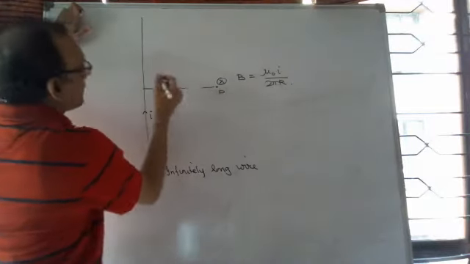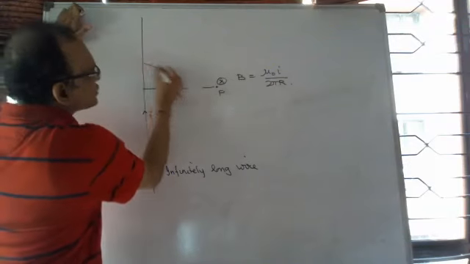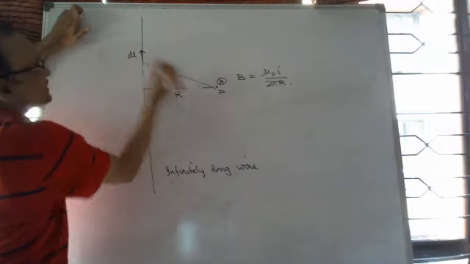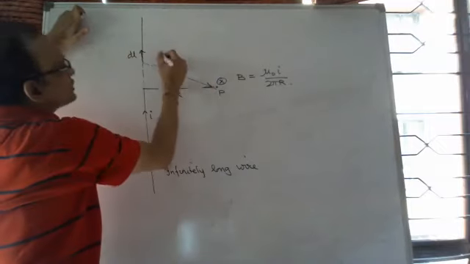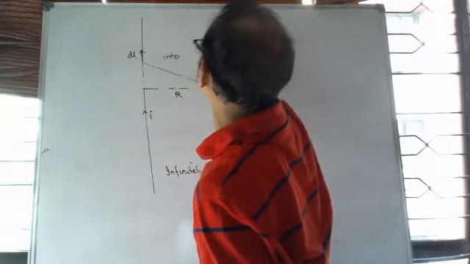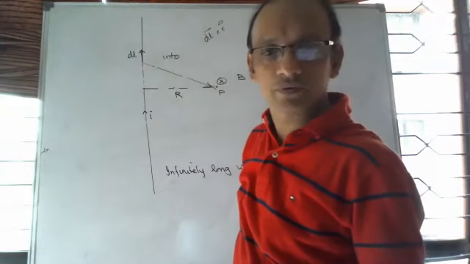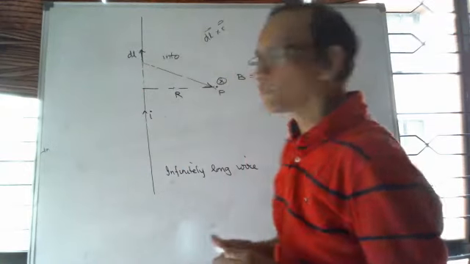Why is it into the plane? Always see it like this: in the direction of the current, if you select the dl's, then all the dl cross r goes into the plane of the board. All the dl cross r is into the plane of the board.